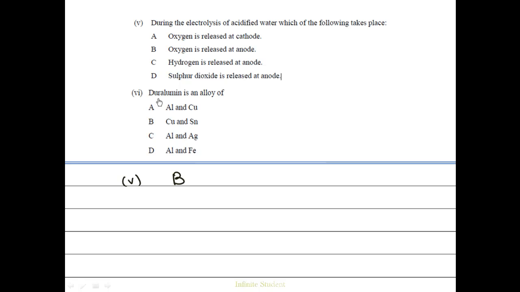The sixth question. Duralumin is an alloy of A. Aluminum and copper, B. Copper and tin, C. Aluminum and silver, D. Aluminum and iron. All of us know that duralumin is 95% aluminum, 4% copper, 0.5% magnesium, 0.5% manganese, and therefore the correct option would be A.